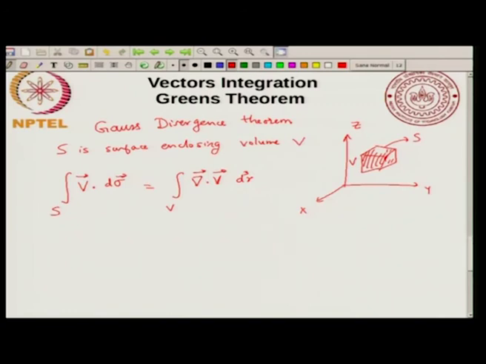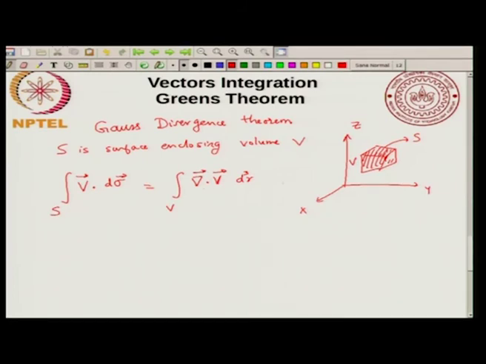So, this allows you to go from volume integral to surface integral. This again is extremely useful. I mean, a volume integral involves all these points in the interior, while a surface integral involves only points on the surface. Now, in some cases it is much easier to calculate surface integrals than volume integrals. So, you will use it in the reverse way.